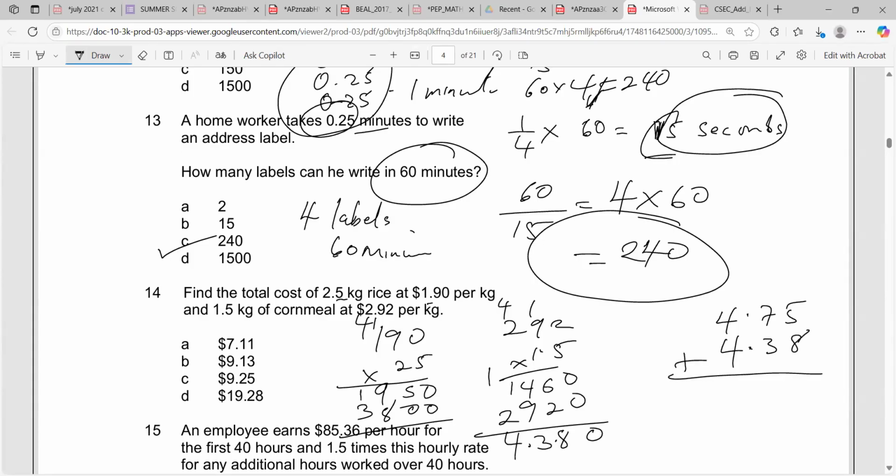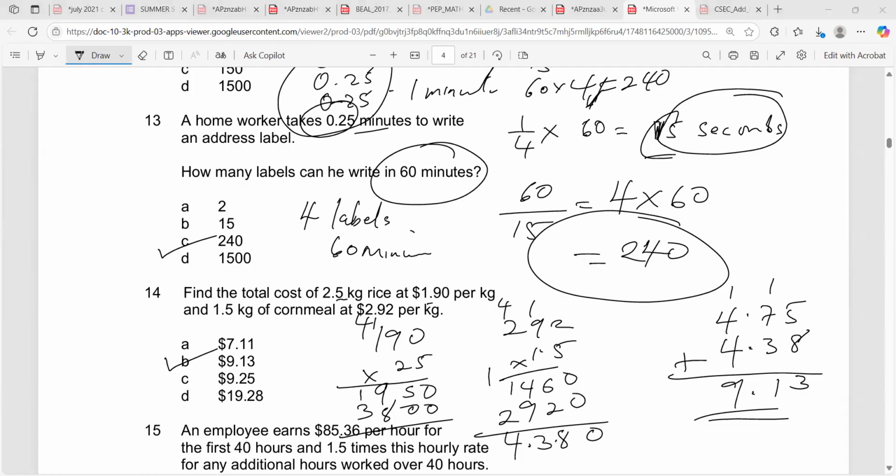8 and 5, 13, 3 carry 1. 7 and 3, 10 and 1, 11. $9.13. That's what I got earlier. B. All right, so guys, let me see for that. Yeah, correct.